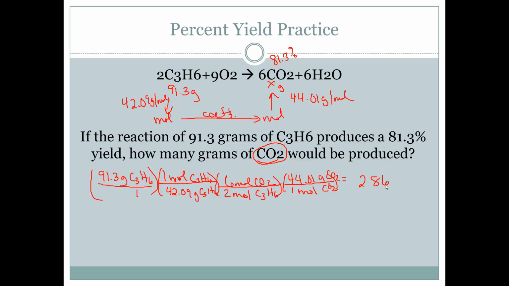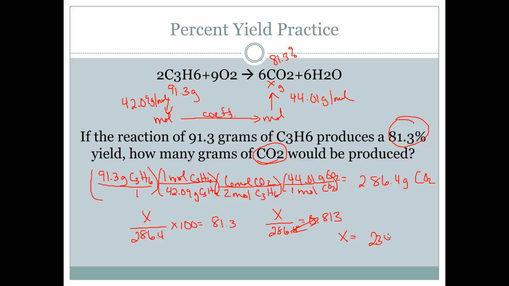Now 81.3% is what we actually got out of there. So x over 286.4 times 100 is equal to 81.3. So x over 286.4 is equal to 0.813. I divided it by 100. Now we're going to cross multiply that 286. We actually got 234 grams of CO2.